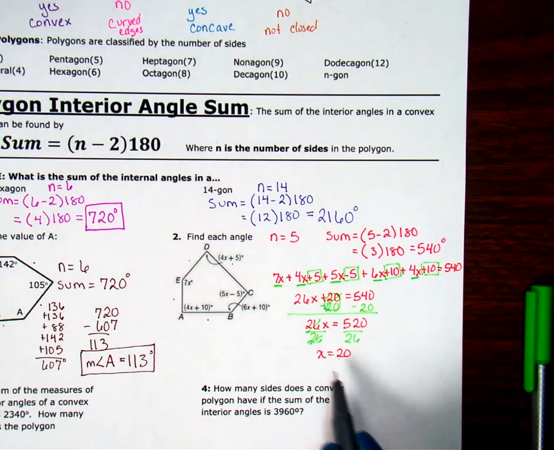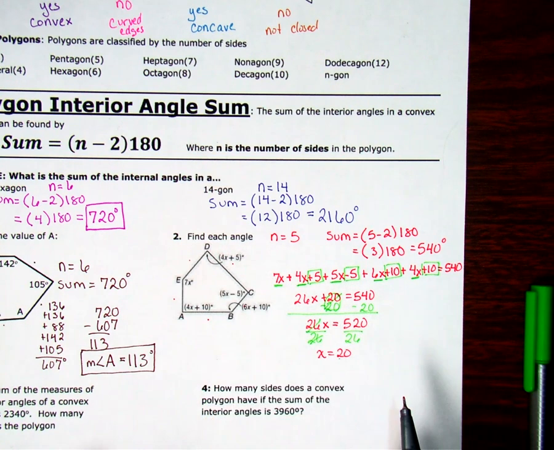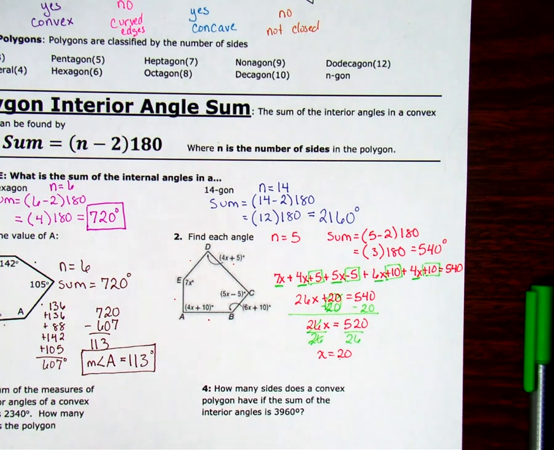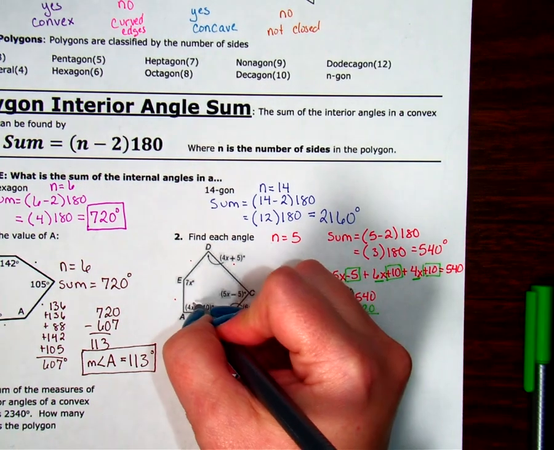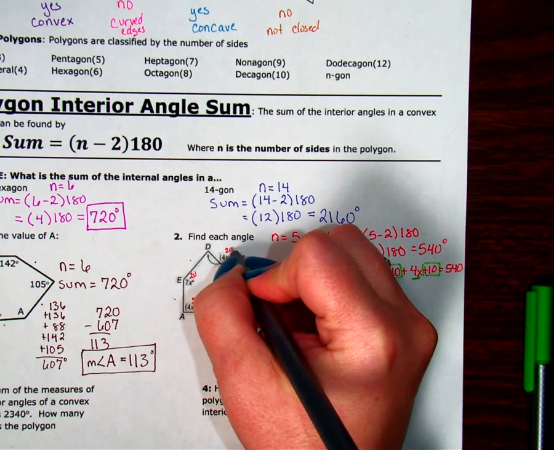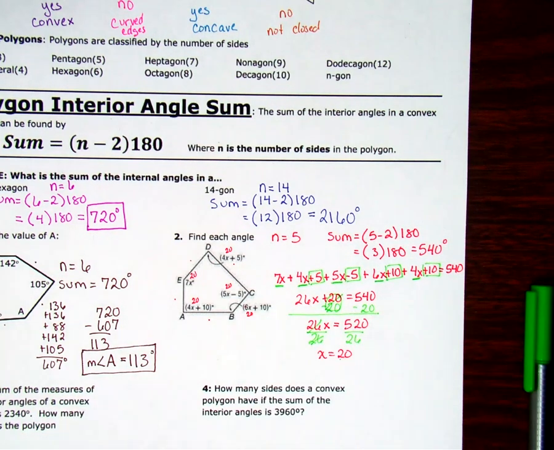But are we done? Let's make sure. It says to find each angle. So I'm not quite done yet. I need to plug this 20 in to each one of these x's to find each of these angles. So I'm going to put a 20 in here, a 20 in here, 20 here, a 20 here, and a 20 here. So let's see what our angles are when I do that.